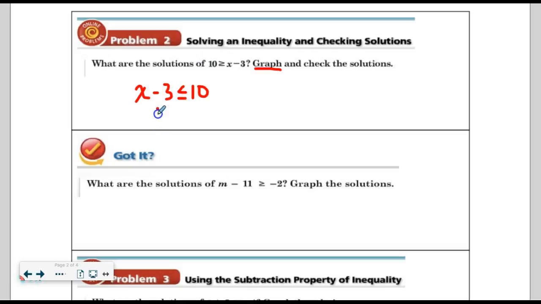So from this point, I'm going to go ahead and add 3 to both sides because it is, again, subtraction, which means I need to do the inverse operation. You know what's going to happen here. That's going to go away. I'm going to have x is less than or equal to 13. Graph the solution.